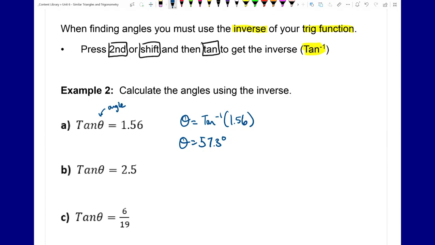Look at the next one. Similar idea. We're just making sure we can use our calculators. So the inverse of tan of 2.5, and get 68.2 degrees.